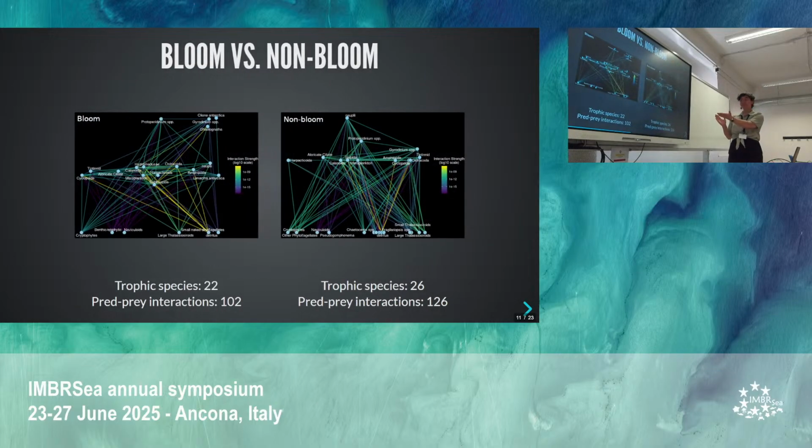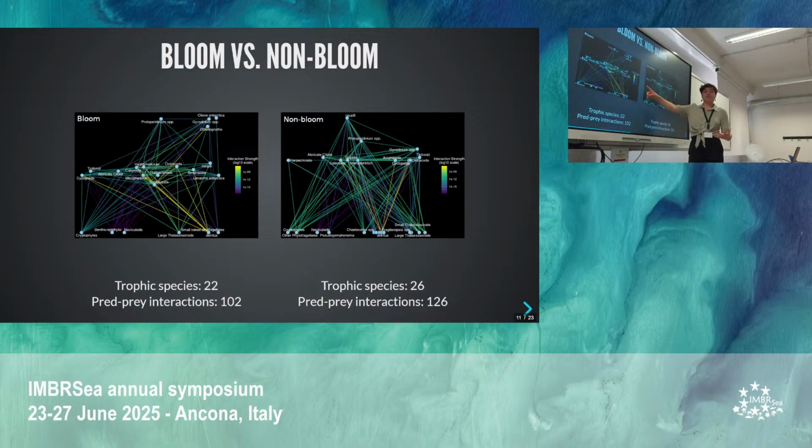And those are the two maps. You can see at first glance that they are a little bit different. Specifically, the bloom year is smaller with only 22 trophic species and 102 predator-prey interactions, while the non-bloom year has 26 trophic species and 126 predator-prey interactions.